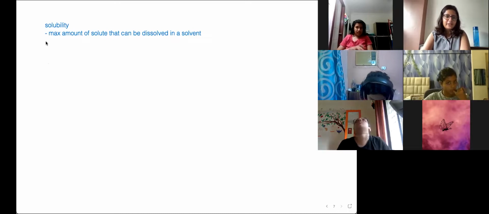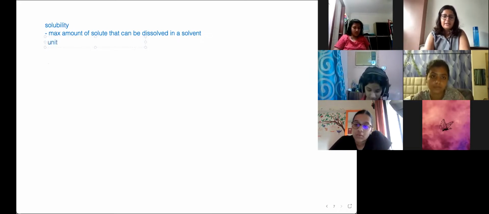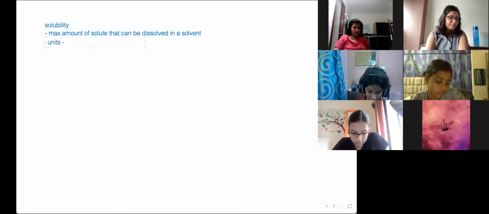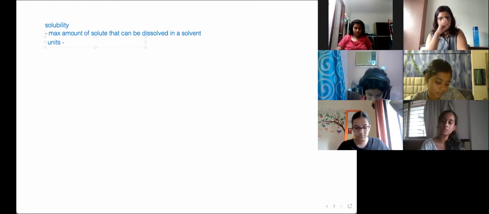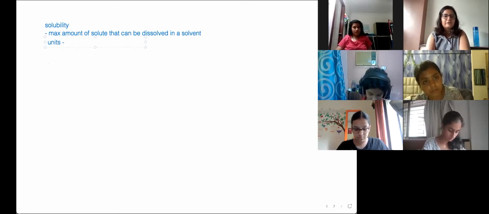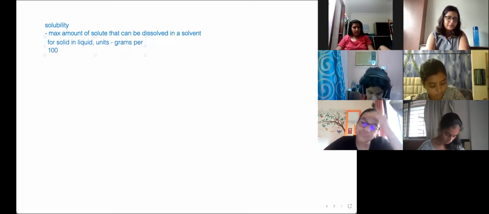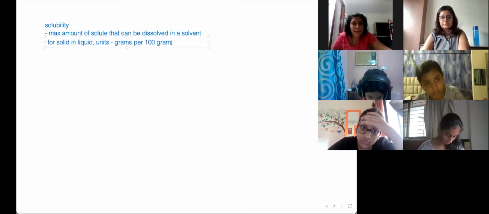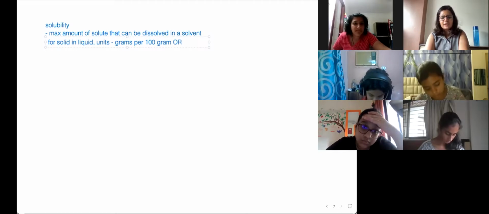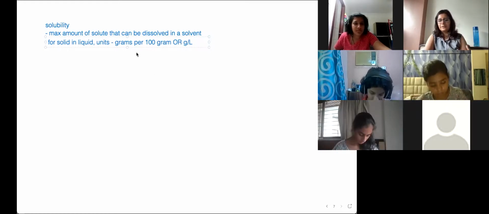Achha, before that, the units of solubility. If at all you come across a list of solubility, it depends on whether you're measuring the solubility of a solid in liquid or a gas in liquid. For a solid in a liquid, the units we measure are grams per 100 grams of the solvent, in terms of percentage, or I've also come across grams per liter. How many grams can be dissolved per 100 grams of the solvent, or how many grams can be dissolved in 1 liter of the solvent?